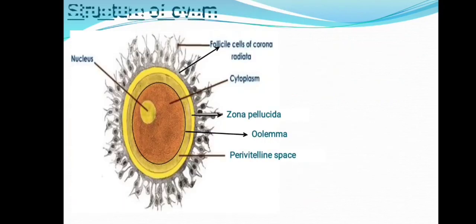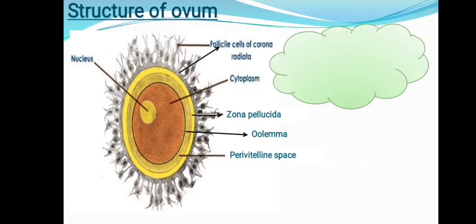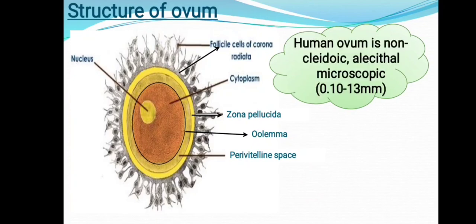Now, this is the structure of the ovum or the egg. Human ovum is said to be non-cleidoic and alecithal, and a microscopic structure. Non-cleidoic means without any shell, alecithal means without yolk, and it is of course microscopic.